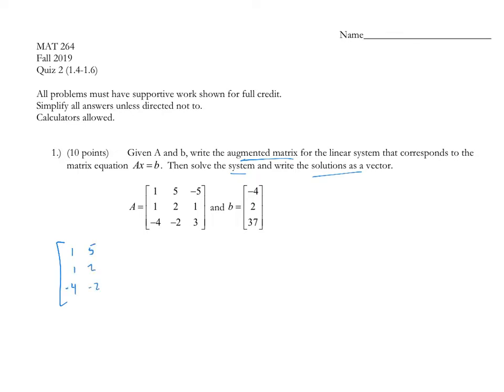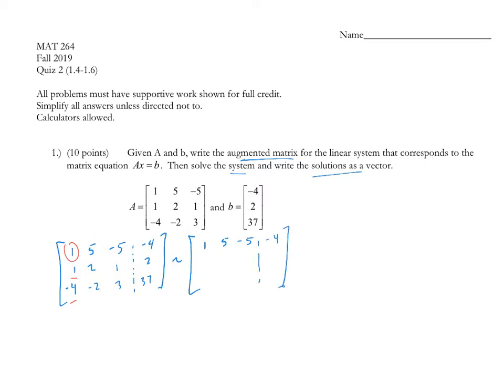5, 2, minus 2, minus 5, 1, 3. We'll do a dotted line. I might not do that with every step though. Negative 4, 2, 37 as my vector b. All right, and so we do our row operations. We use our leading one, that's this guy, and we want to eliminate the two entries that are below it. So we'll rewrite row 1: 1, 5, minus 5, minus 4.